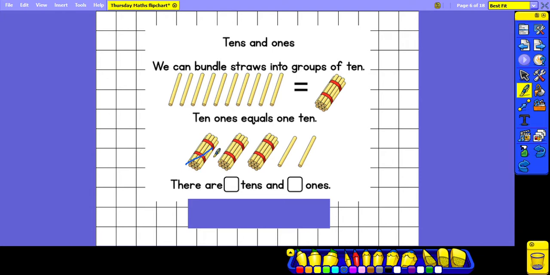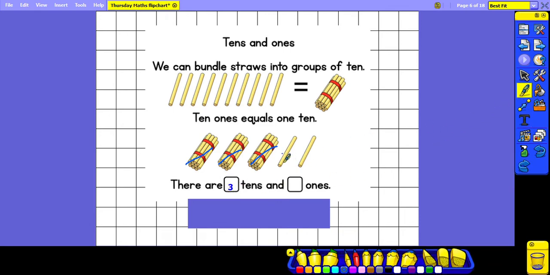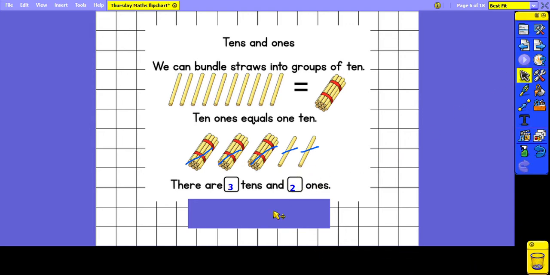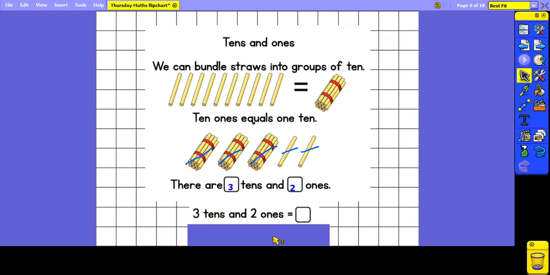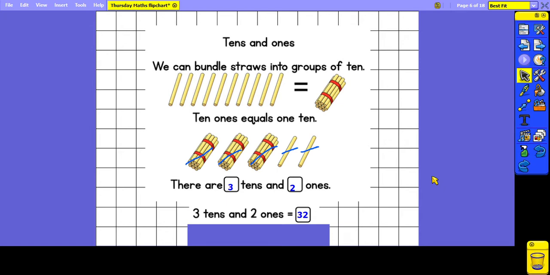1, 2, 3 10s, and then there are 1, 2 ones. And if we've got 3 10s and 2 ones, that represents the number 32. Again, we can look at the number and we can see the 3 represents the 10s and the 2 represents the ones.